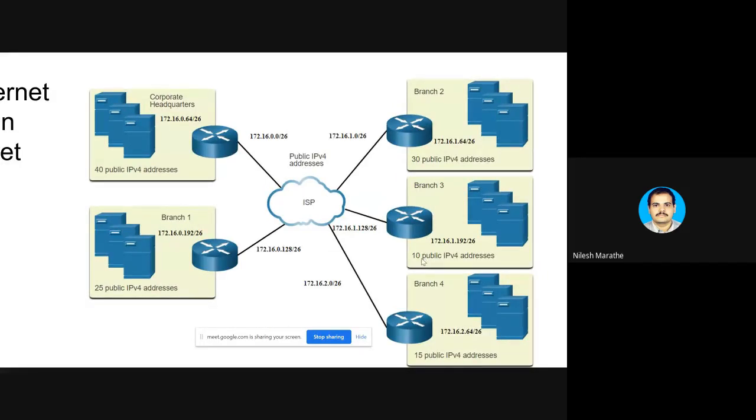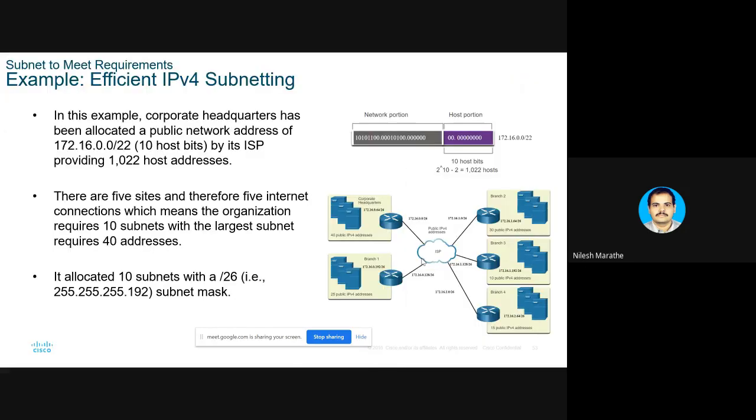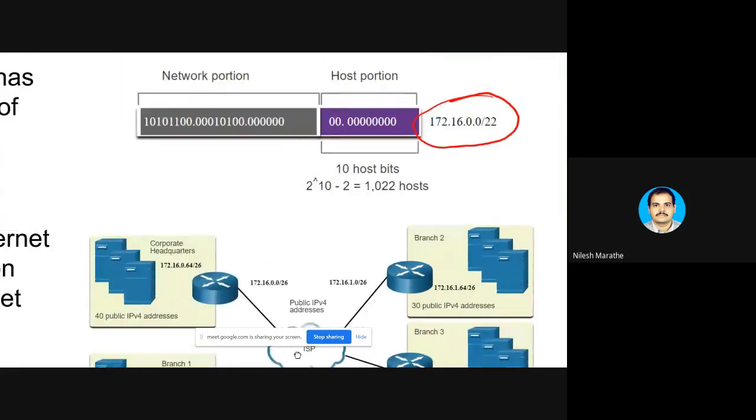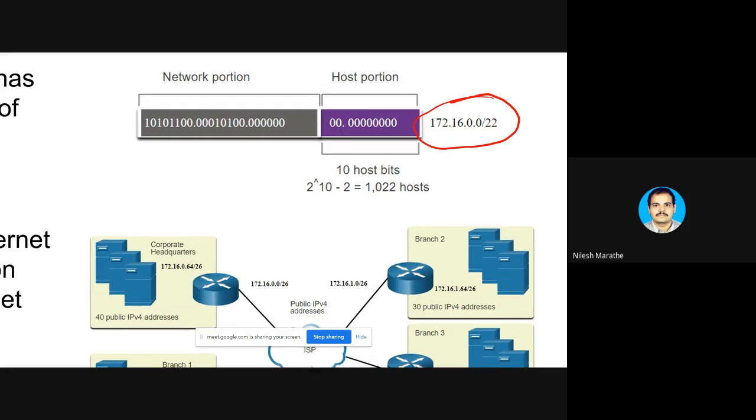If you observe this particular diagram, there is an IP address given here. What is the IP address given? 172.16.0.0/22. This is the IP address they have given for calculations. So the number of network bits is 22. 22 means 8, 16 plus 6, so 6 bits of the third octet belong to the network, and the last 2 bits belong to the host portion.